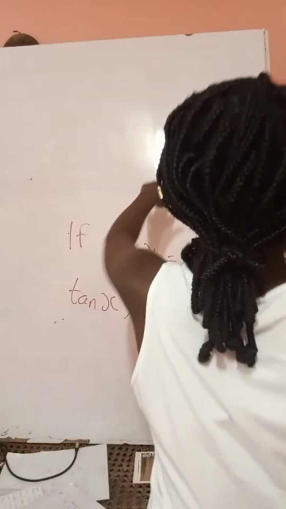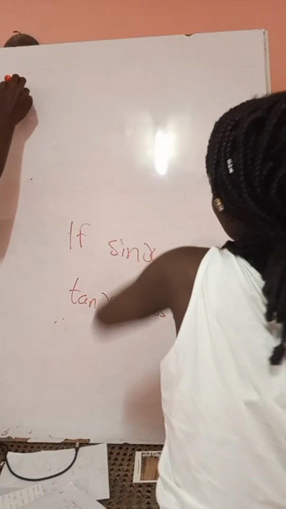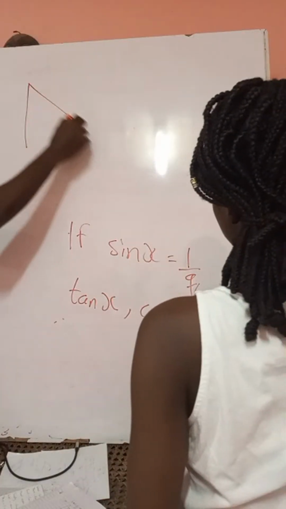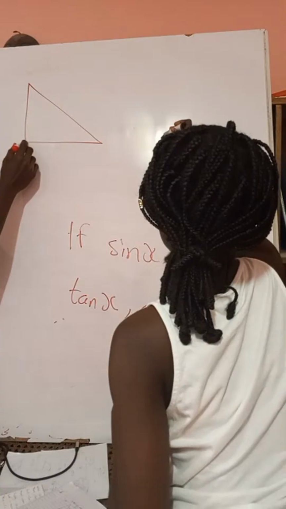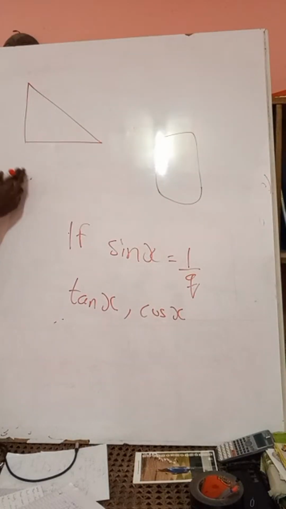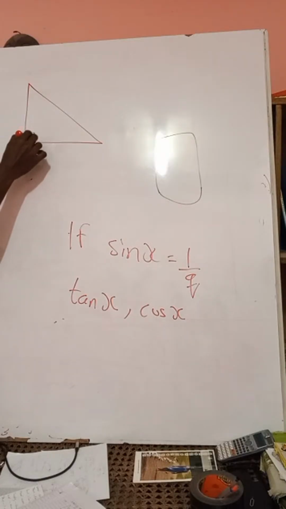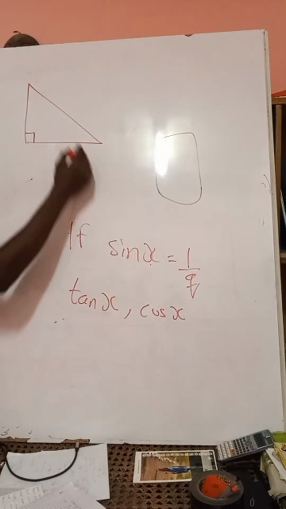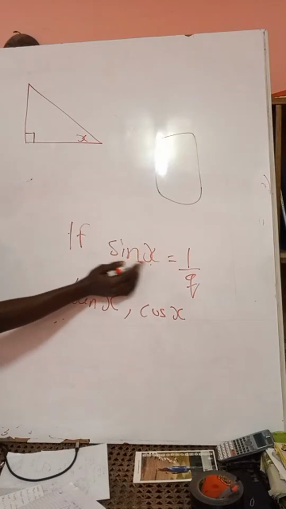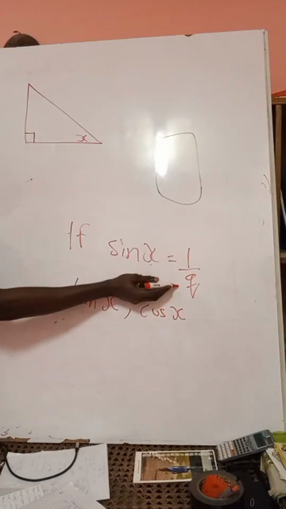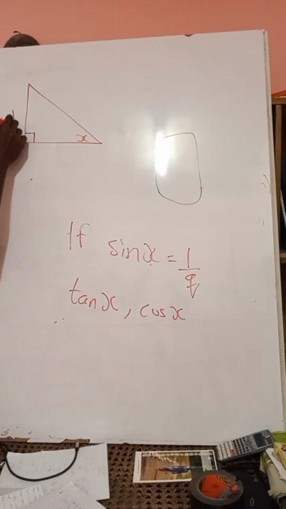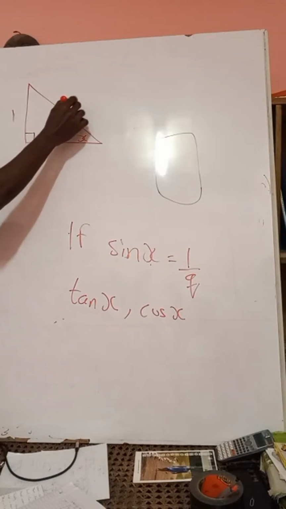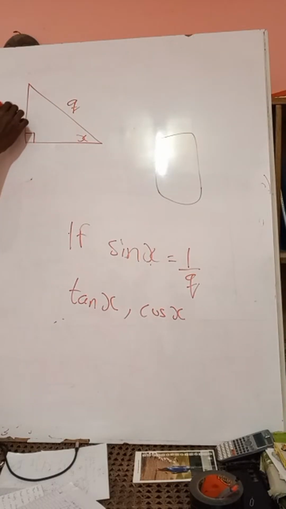When you have a question like this, you draw the right angle triangle as you always do. This is the right angle triangle. Then you use sine x. So let's put x to be here. Sine x is equal to opposite over hypotenuse, which is 1 here. The hypotenuse will be q. So 1 will be here and then q will be here.